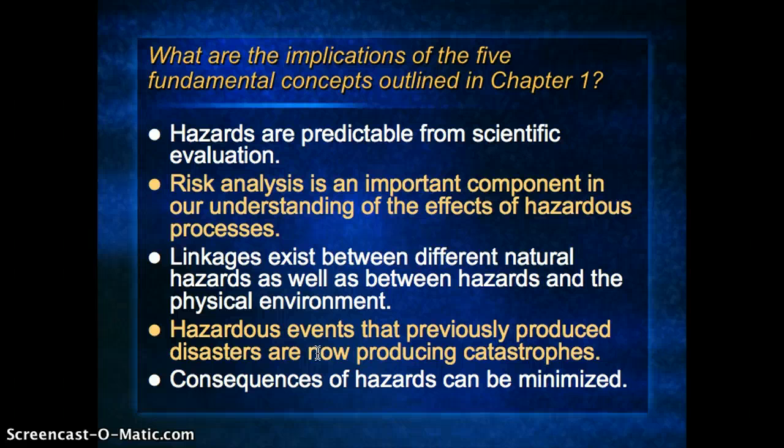The fourth bullet, hazardous events that previously produced disasters are producing catastrophes. Chapter 1 discusses why this is, so you want to look into that and discuss it in your groups. Why this happens actually varies a little bit from hazard to hazard, but it is something that we're seeing. And sometimes it's just that we recognize the catastrophe that maybe we ignored in the past. And the fifth bullet is that consequences of hazards can be minimized. That's one of the goals, that we want to minimize the consequences of these hazardous processes to humans.